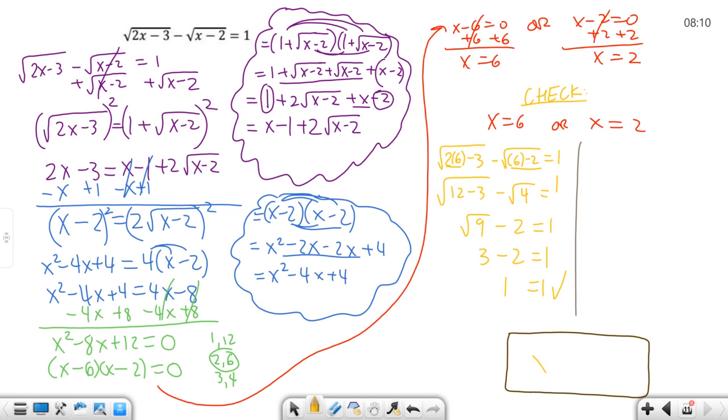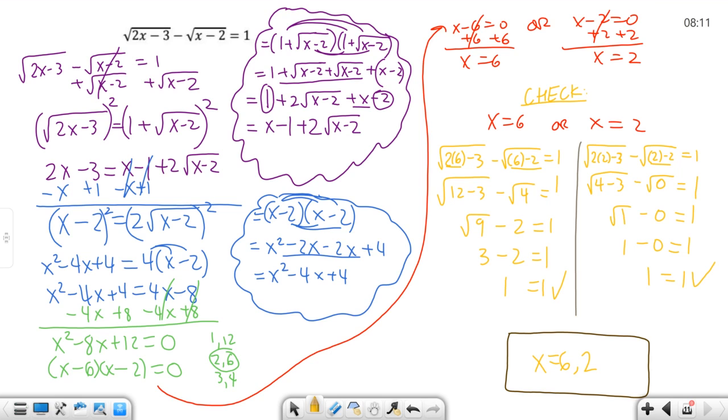So one of my answers I already know is x equals 6. Then let's go back and try this next one. Square root of 2 times 2 minus 3 minus the square root of 2 minus 2 equals 1. Square root of 4 minus 3 minus the square root of 0. So the square root of 1 minus the square root of 0, which is 0. Square root of 1 is 1. 1 minus 0 is 1. Oh my goodness, that one checks out too. So x equals 6 or x equals 2.